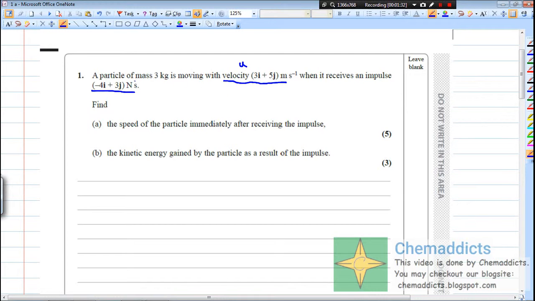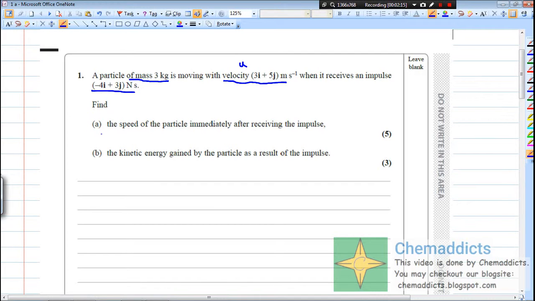Here the mass is given as 3 kg, the velocity is given, and the impulse is given. Let us read this question once again. A particle of mass 3 kg is moving with velocity this much when it receives an impulse of this. So here the mass is 3 kg, this is the initial velocity, and the impulse is given. These are the information given in this question. So let's solve the first part of this question in this video tutorial.